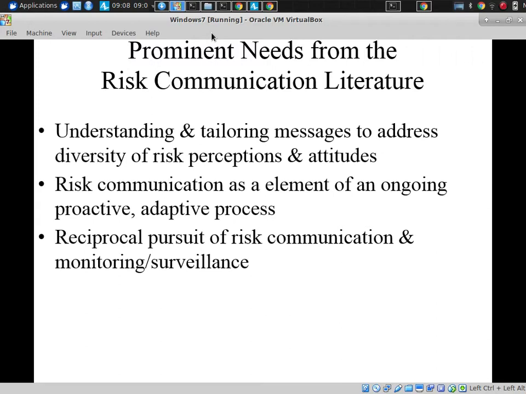And as I came to understand that literature and came to understand many of the identified needs that are foremost within that area, several have really been of great relevance to our work and motivational for our work. The first, and we'll go into each of these in a little bit more detail, lies in understanding and tailoring messages so that we move beyond a one-size-fits-all strategy. We really understand the diversity of risk perception and attitudes out there within the population, the diversity of different narratives that different subgroups are bringing to the table when it comes to encountering the risks and messaging about the risks.